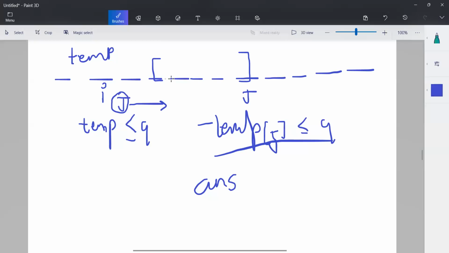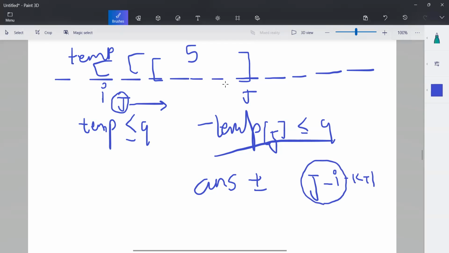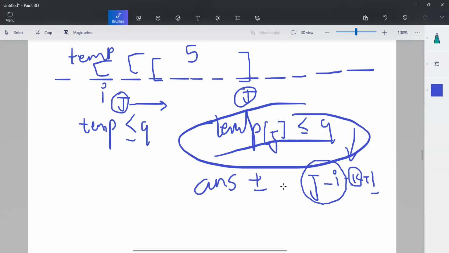If my K was, let's say, 5, these are all the vacations, right? These are the starting positions. So I can add to my answer J minus I minus K plus 1, right? J minus I is nothing but the number of days between J and I. Then minus K removes all those vacations which are shorter than K. And finally plus 1 because currently J is also less than or equal to Q.